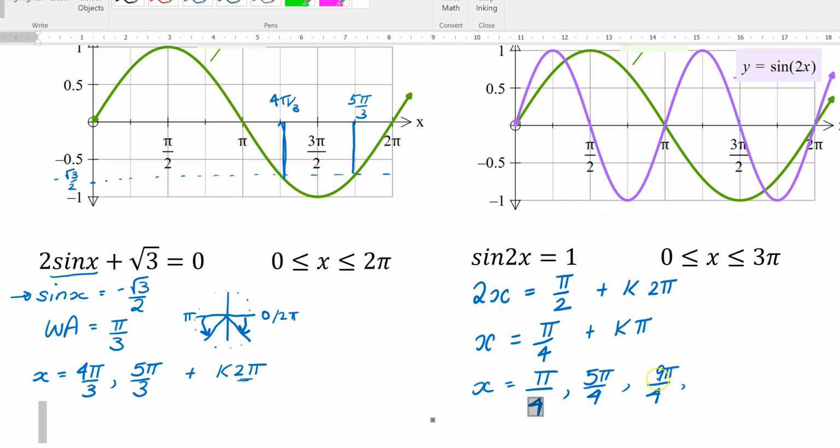Can I add on another pi? So plus 4 again, so that's now 13 pi on 4, but you can see at this point 13 divided by 4 is more than 3, so I've reached my limit. That's it. These are the 3 solutions that I have for that graph.